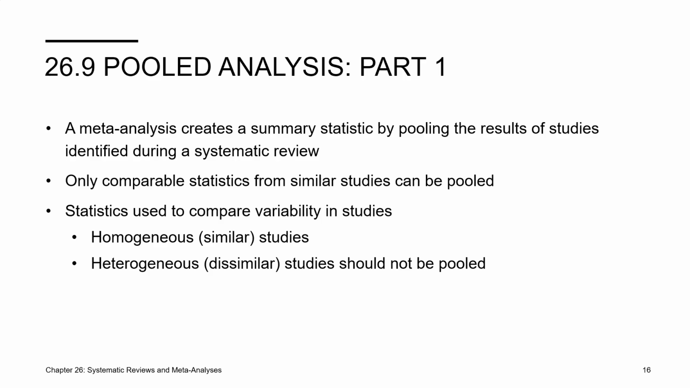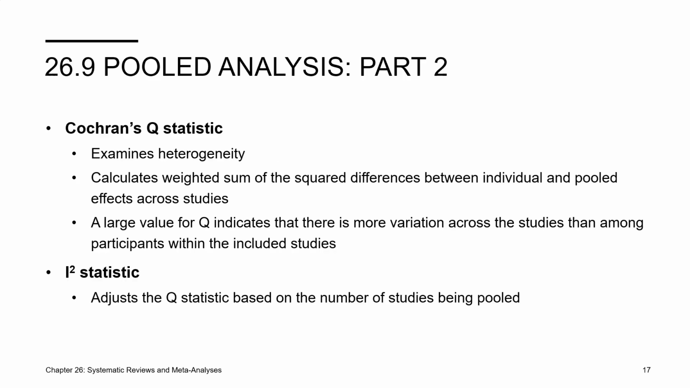Statistics are used to compare the different variability in the studies. So we look to see what studies are homogeneous or similar, or heterogeneous or dissimilar. And it's recommended that if the review has a lot of dissimilar studies, those findings should not be pooled together. And there are some different statistics that are used in order to describe the results in a meta-analysis. So the first one is Cochrane's Q, and this examines heterogeneity. It calculates a weighted sum of the squared differences between individual and pooled effects across studies.